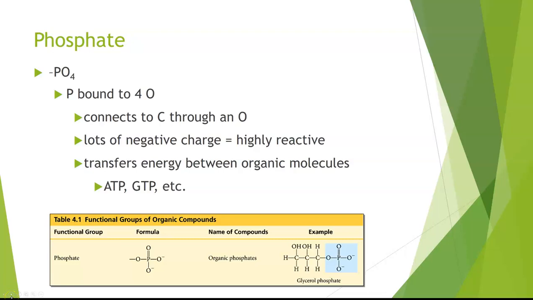Phosphate, we will talk about a lot with energy molecules. Phosphate groups have a lot to do with the transfer of energy between organic molecules. It is a phosphate with 4 oxygens attached to it. As a result of that, though, it actually has a negative charge to it. 2 of the oxygens gain extra electrons, and they have a negative charge to them, which makes it highly reactive, which is why it is a very big component of energy molecules. Okay, so phosphate group is PO4.